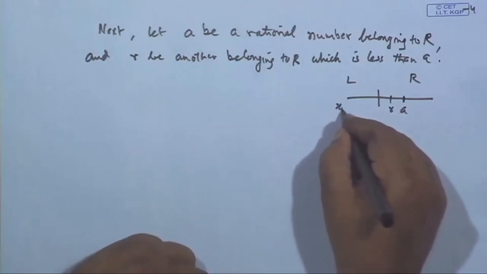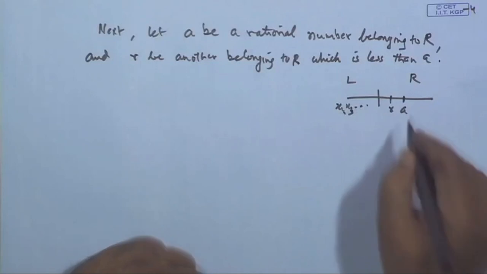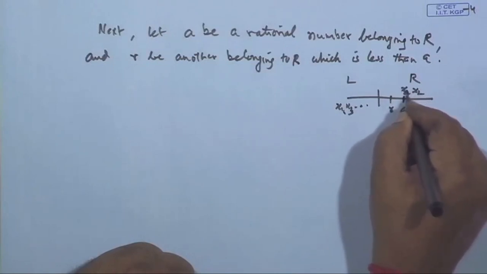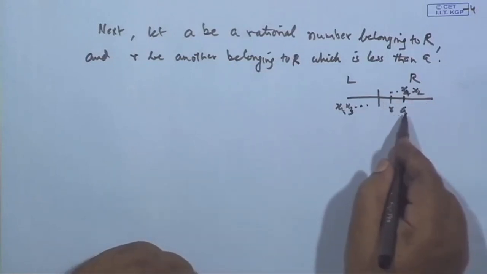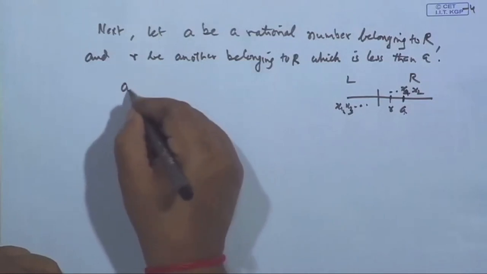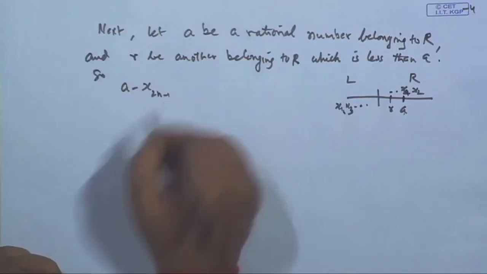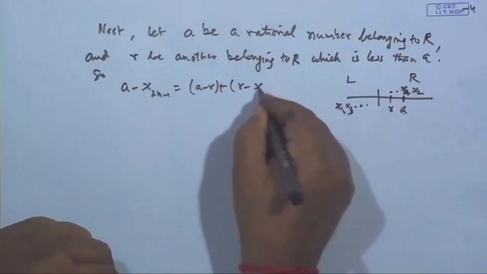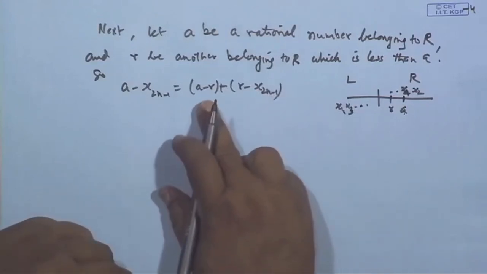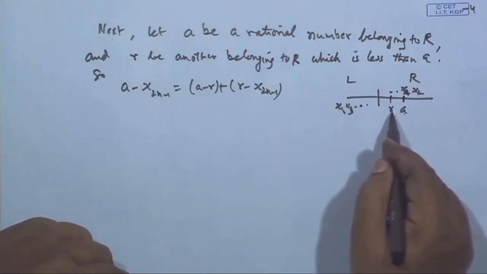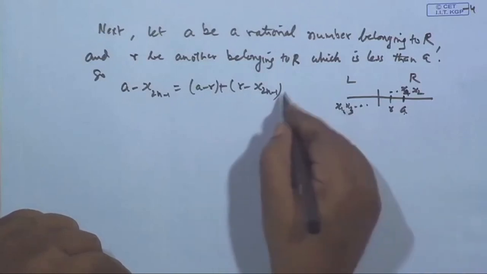Now these are the sequences x1, x3 and so on, the odd sequences. Here we are getting x2, x4 and so on. If we take the difference of this from the lower term, what do you get? A minus x_{2n-1}, the odd terms, is equal to A minus r plus r minus x_{2n-1}. Now A is greater than r, so this term is positive. Every element of this will be greater than the element of this, so it is positive.